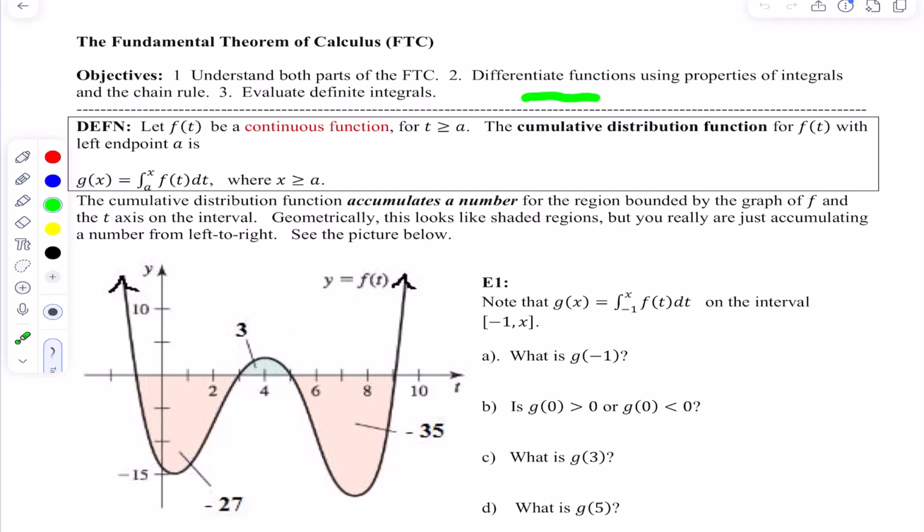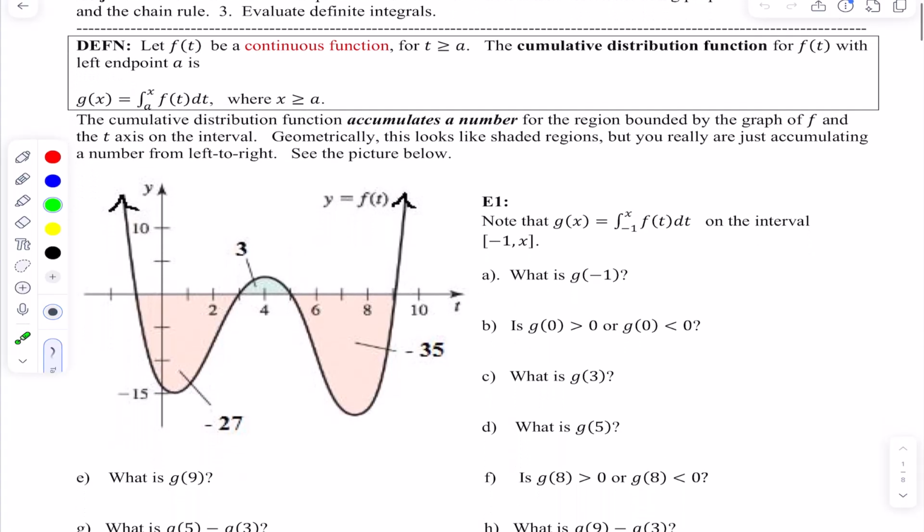We're going to differentiate functions using properties of integrals. And lastly, we're going to evaluate definite integrals using this new fundamental theorem of calculus. We'll begin with a definition.